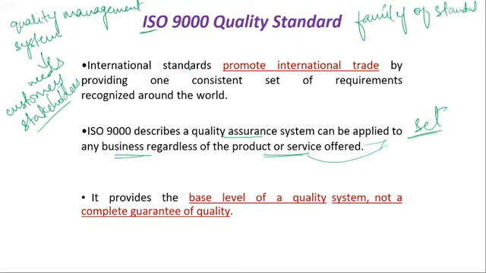Now, ISO 9000 also addresses different topics: management, responsibilities, the quality system, how you review different contracts, how you make the design, how you identify and trace different errors, inspection, and testing. All of these things are there within the ISO quality standard.